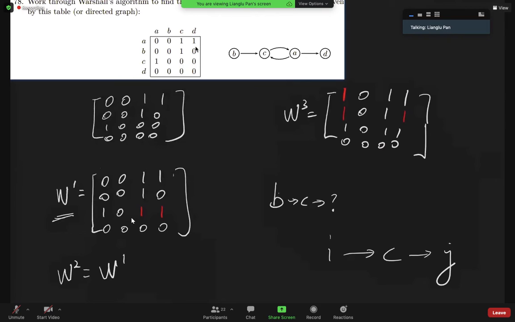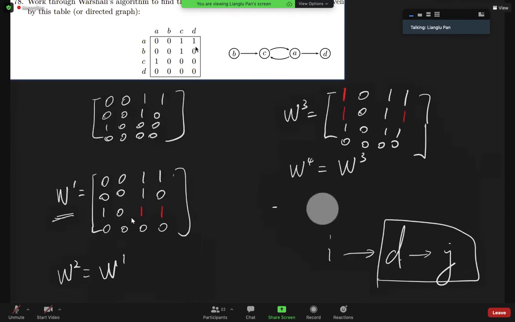I think that's it. And for the last round, we will have the last node D as a stepping stone. But since D does not have any outgoing edges, we're not going to have any updates, even though we're going to check each of these 16 cells.